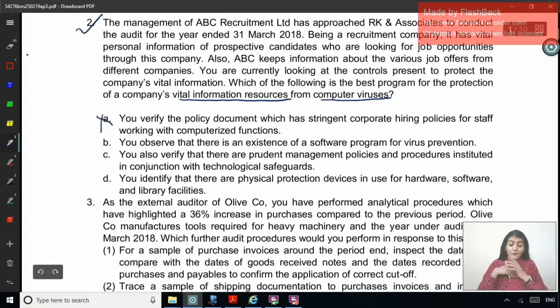You have also verified that there are prudent management policies and procedures instituted in conjunction with technological safeguards. So it says management policy with the virus protection software, technological safeguards, looks okay. You identified that there are physical protection devices in use for hardware, software and the library facilities. But obviously it has to go hand in hand with the management policies, right? So more appropriate over here looks like the C answer. Right, the C, management policies along with the technological safeguards.